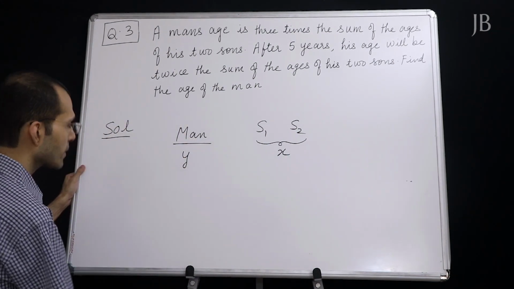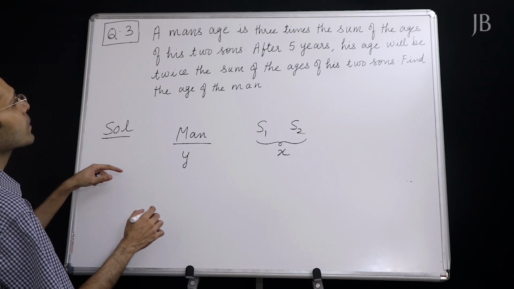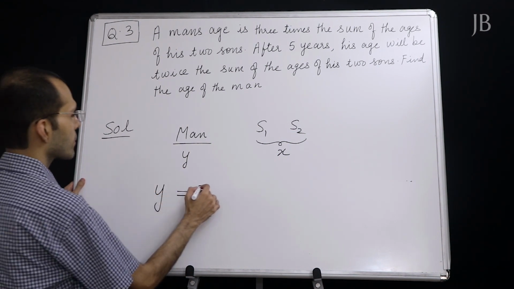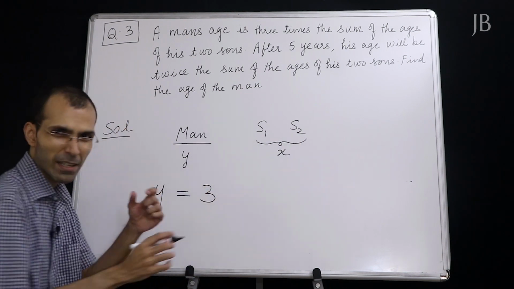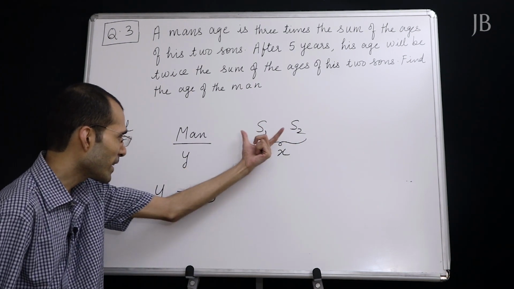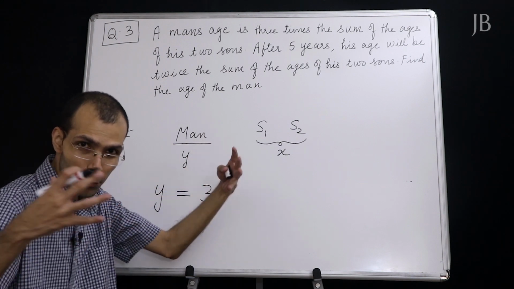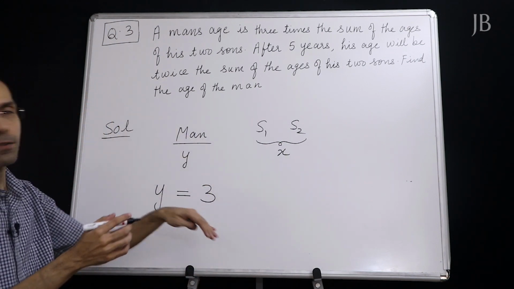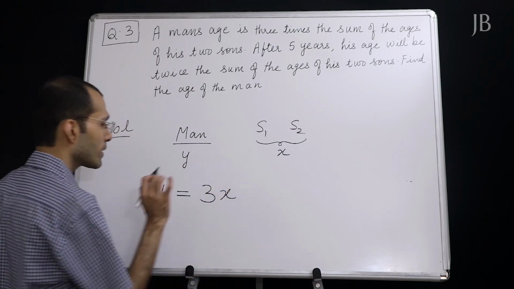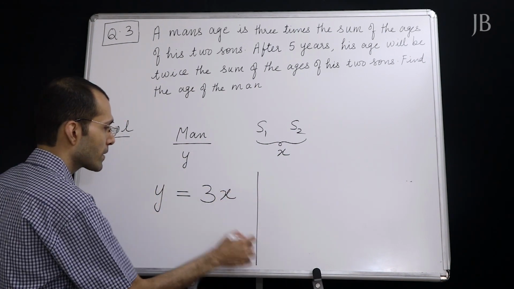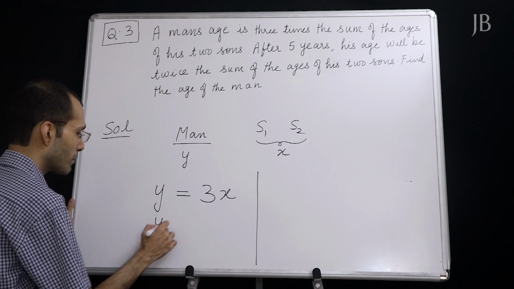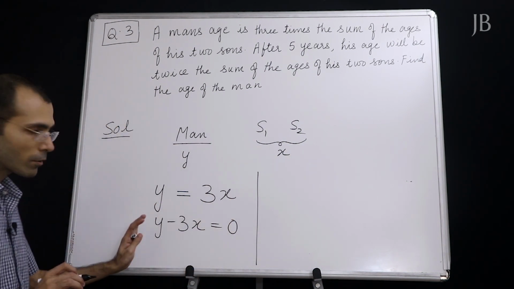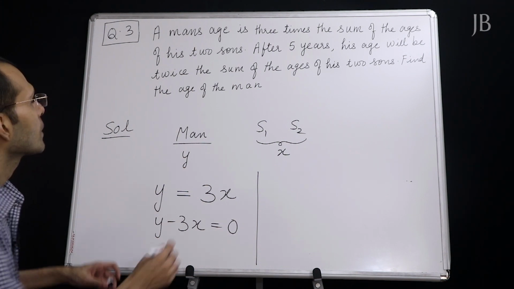What is the equation given? Man's age is 3 times the sum of their ages, and we have taken the total of the ages of the two sons as x, and man is 3 times of that. So y equals 3x. This is our first equation. We'll put it in this form, y minus 3x equals 0. So one nice equation has come.